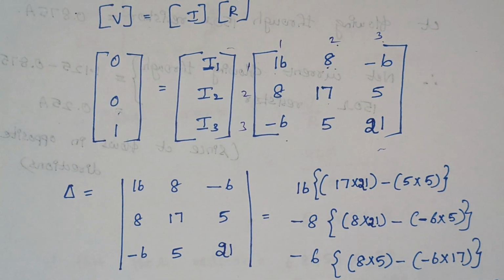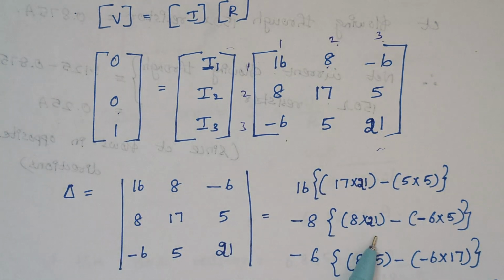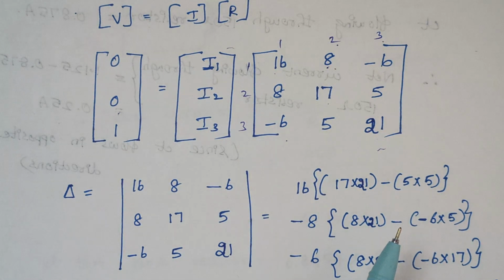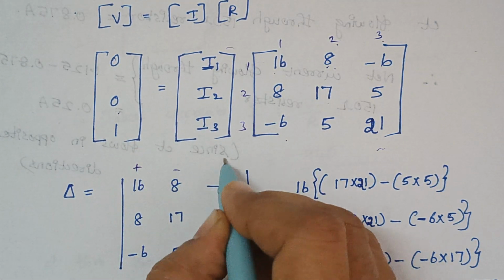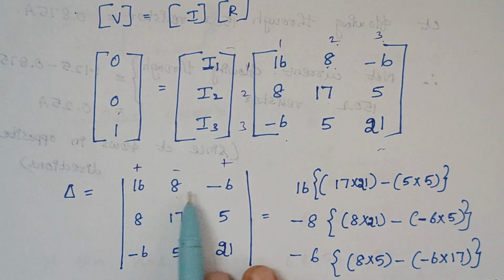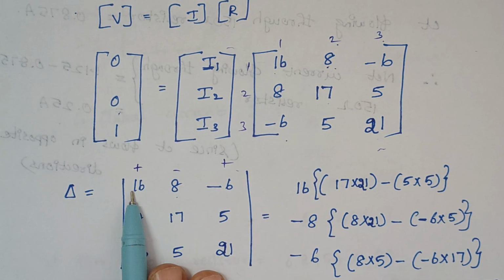So here del is nothing but the determinant of the resistance matrix. So here you have to take this determinant. I hope you people know because this belongs to basic mathematics. Anyway, I'll explain the things, right? So first, you should consider these signs: plus, minus and plus. So when you consider 16, it is plus.